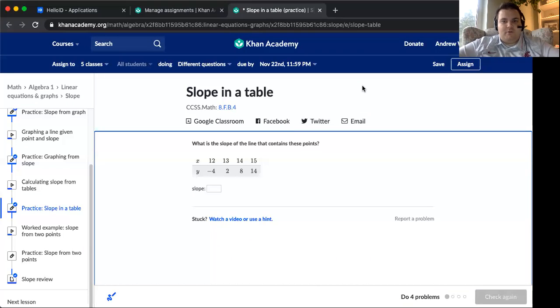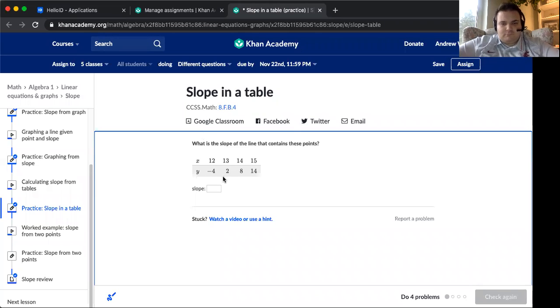All right, guys, here we go. In this video, we're going to take a look at finding the slope of a line that is being represented in a table. I'm going to go ahead and do 4 problems here with you guys, just to walk you through this. But basically, we have some information provided in a table.